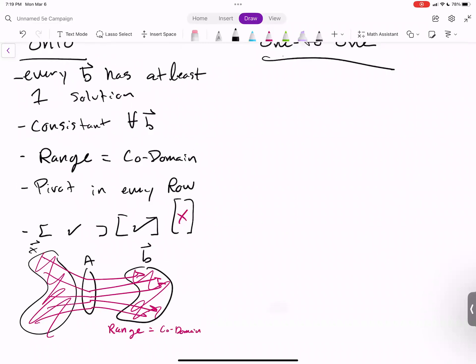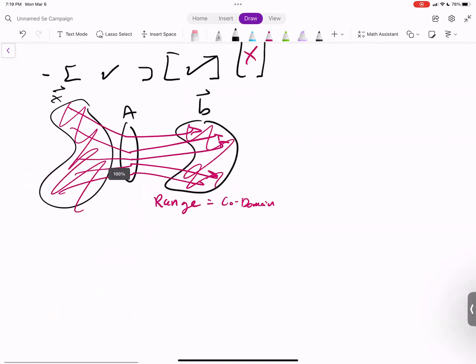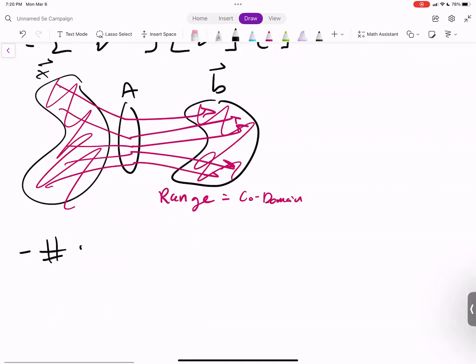One last note. We've accounted for the number of pivots, right? What does this tell us about the number of free variables? Nothing. Okay. So we don't care. We don't care anything about our pivots and our columns. We only care about our pivots and our rows. Okay.